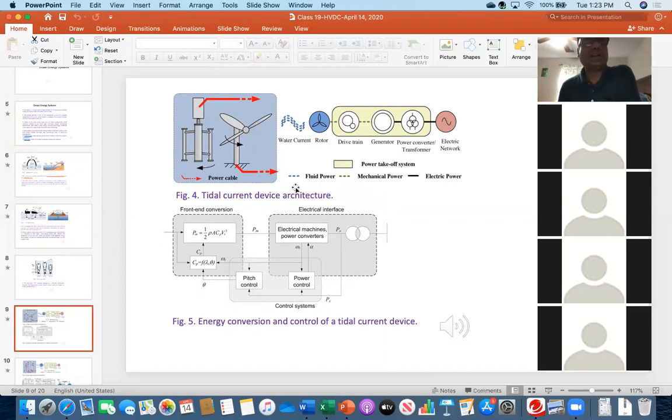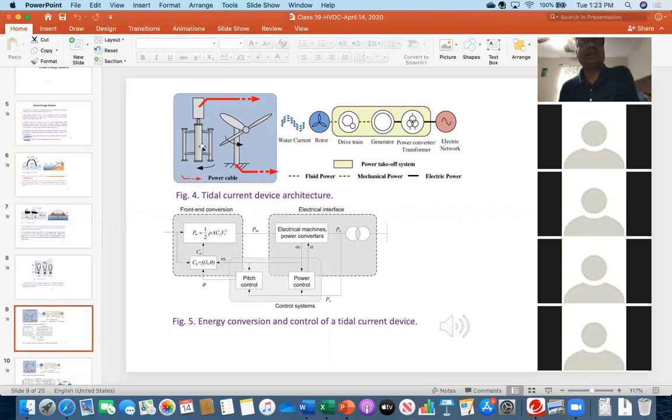Okay, so far I showed how they are capturing energy, but ultimately how is that captured energy going to the electric network? So here you see the figure for the tidal current device architecture. These are the current based. The previous was the wave energy based. This is the tidal current.